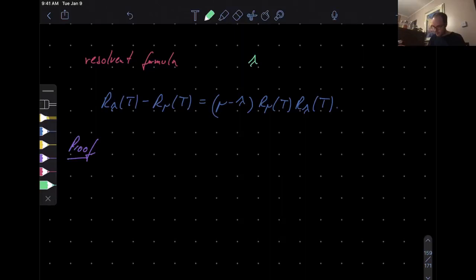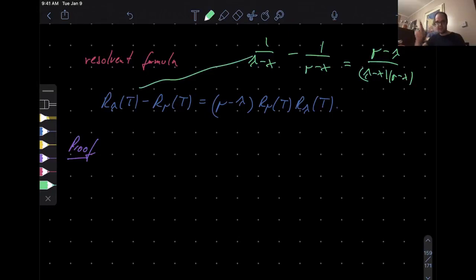if you have, in scalars, 1 over lambda minus x minus 1 over mu minus x, if you combine the fractions, then you have mu minus lambda over lambda minus x times mu minus x, and that's kind of what's written here. So you identify this with this, because the resolvent is lambda I minus T to the power minus 1, and that with this, and this gives you that, right? So it just lifts these identities into the operator setting.